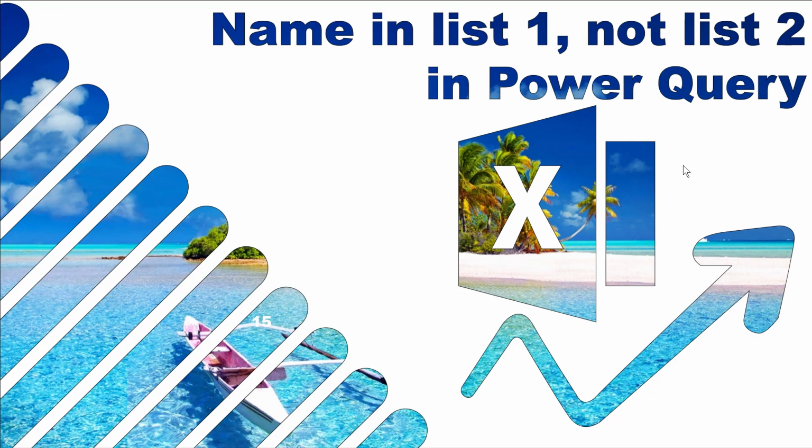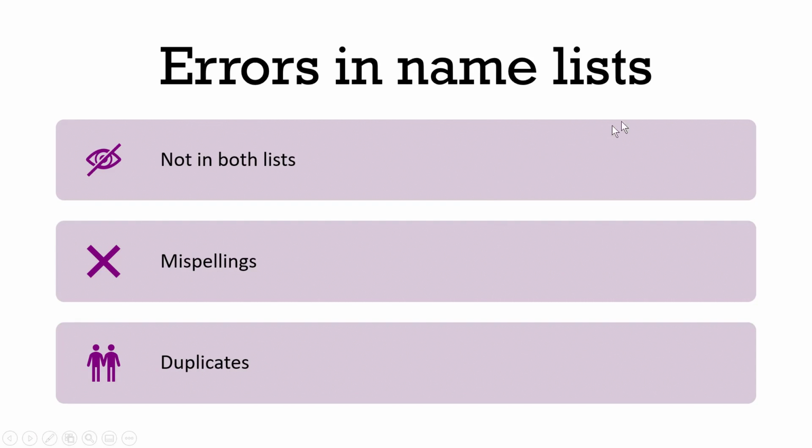And in this video, I'm going to show you how to compare names that are in one list and not another in Power Query. So we're going to look at typical issues that could happen in name lists. One typical one is something that's not in both lists, misspellings and duplicates.